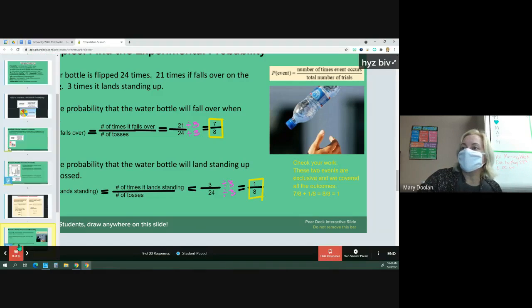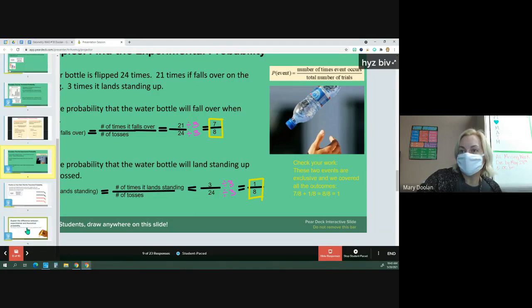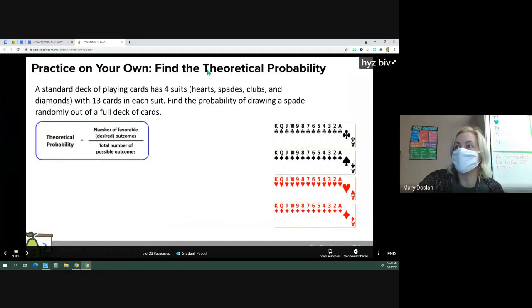Right, so at this point, there are 2 slides left. Okay, and those are your ones that you're going to do on your own. The first one is a theoretical probability question about a deck of cards. Okay, so you have a standard deck of playing cards. A standard deck, this is what it looks like. There are 4 suits. We have hearts, spades, clubs, and diamonds. Each suit has 13 cards. What is the probability of drawing a spade randomly out of a full deck of cards?